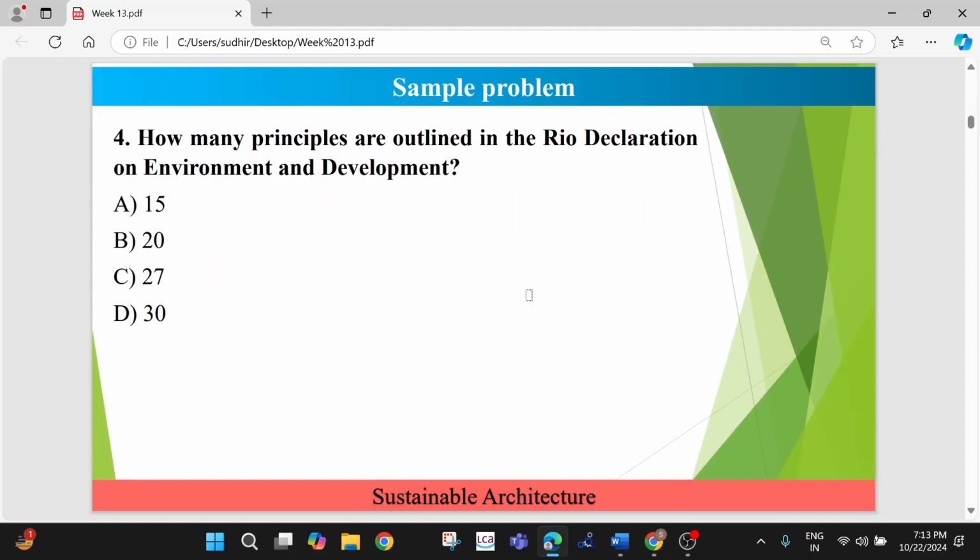Here is the fourth question. How many principles are outlined in the Rio Declaration on Environment and Development? 15, 27, 30, or not? What should be the right answer? How many principles are there in the Rio Declaration on Environment and Development?